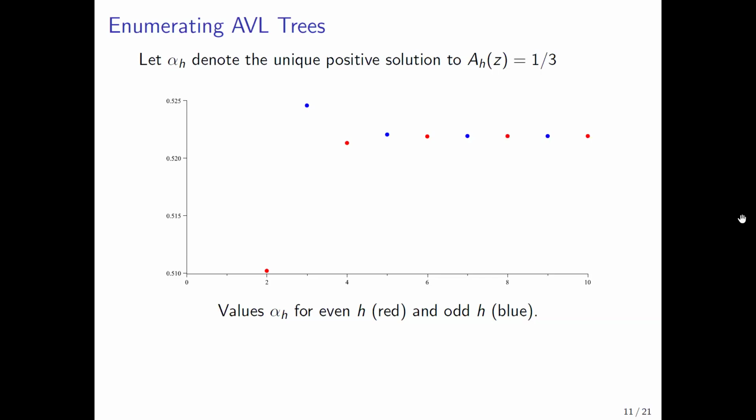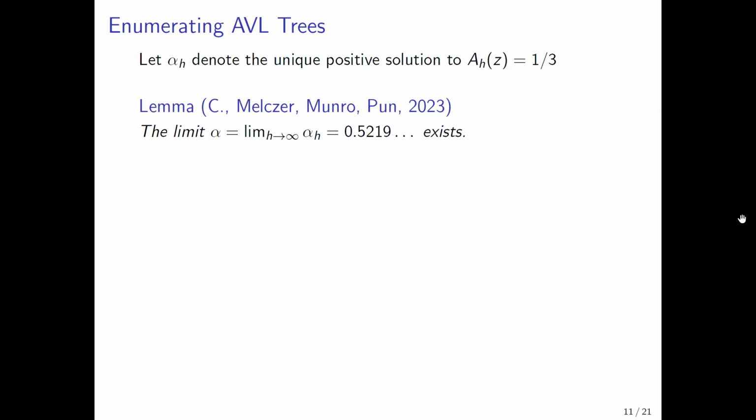And if you look at them, it looks like one of them is a sequence that converges downward, is strictly decreasing, and the other is strictly increasing, and they seem to converge to the same limit. So that gives us some hope that we might be able to say something about these alphas. And in fact, our first lemma is that there is a limit of alpha_h as h goes to infinity, and it's equal to the value starting with 0.5219. So our first lemma is that this limit exists, and here's the way that we get there.